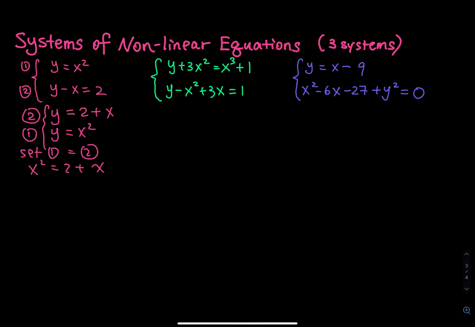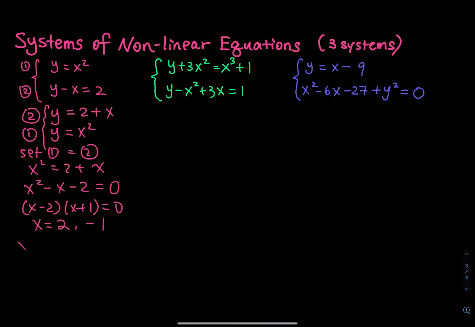So this is a quadratic equation. Move every term to the left side. x squared minus x minus 2 equals 0. And then this one is factorable. So that is x minus 2 times x plus 1 equals 0. So you have x equals 2 and then x equals negative 1.